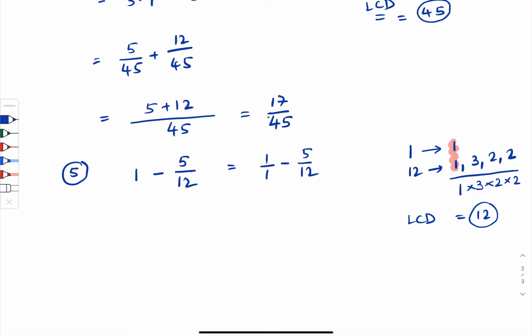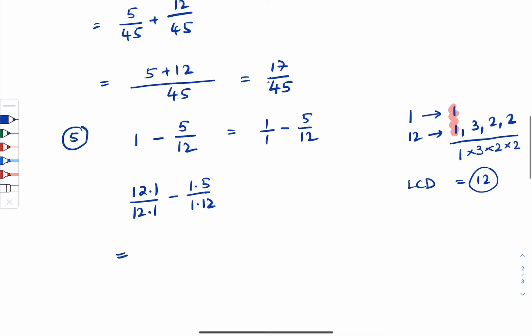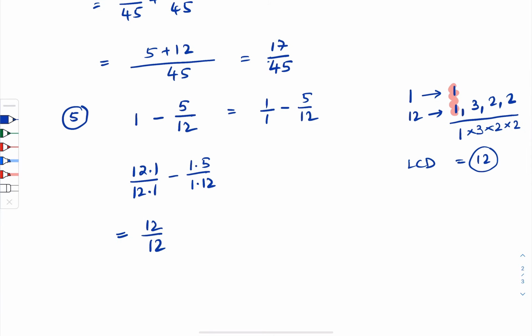Now coming back to the fractions, 1 goes into 12, well, 12 times. So the first fraction gets multiplied by 12. 12 times 1 over 12 times 1 minus the second fraction. 12 goes into 12 only one time, so the second fraction gets multiplied by 1. Simplifying that, we have 12 over 12 minus 5 over 12, which is equal to, put the 12 only once down there, 12 minus 5 gives me 7 over 12. And there you have it.